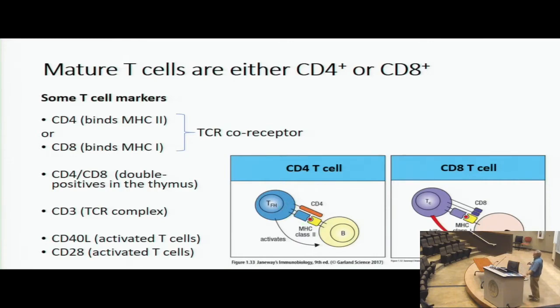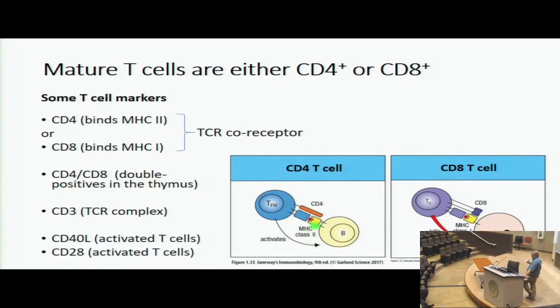And CD8 is the other major marker. T cells are either CD4 or CD8. So CD4 recognize antigen in the context of class 2. CD8 T cells recognize antigen in the context of a class 1 MHC molecule. So try and remember that. That's immunological dogma. You never see CD4 cells binding to class 1 and vice versa. This is the only way.